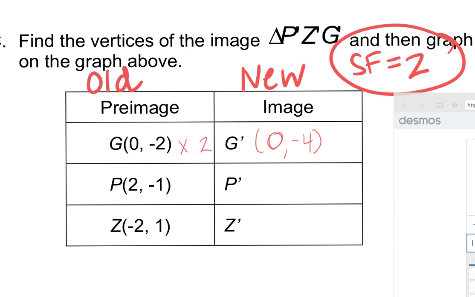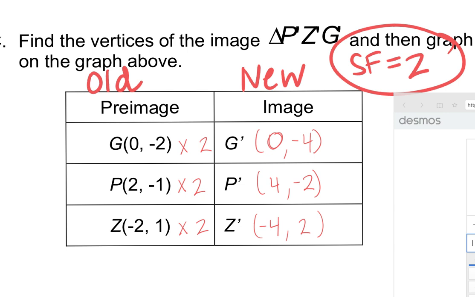I'm going to do the same thing for P and for Z. I'm going to use my calculator, multiply by 2 each part, and get my answer. So this point gets multiplied by 2, so does this point right there. 2 times 2 is 4. 2 times negative 1 is going to be negative 2. If you don't know, put it in your calculator. Z, use your calculator as well if you need to, but do negative 2 times 2 and it'll give you negative 4. 1 times 2, and then it's going to give you 2. Use your calculator, please, as much as you can. That's why it's there.